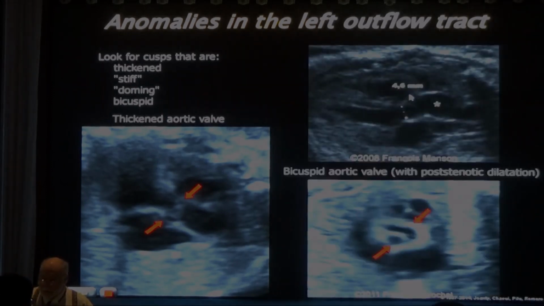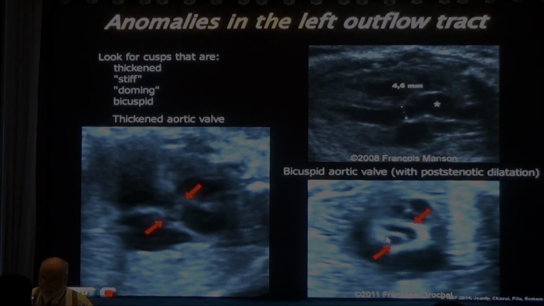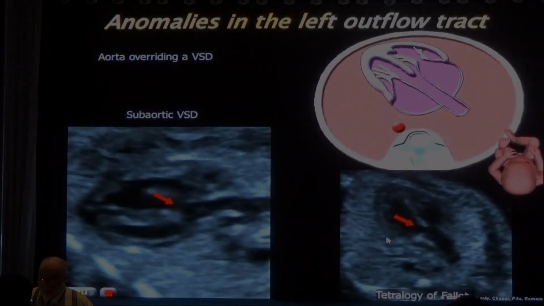Here we have another example with a bicuspid aortic valve. Very common anomaly. Actually, Leonardo da Vinci was the first one to diagnose that. And the daughter of one of my sonographers has a bicuspid aortic valve.